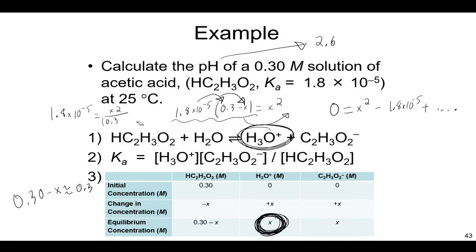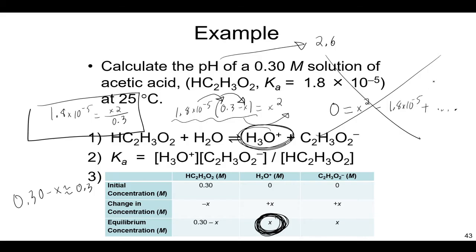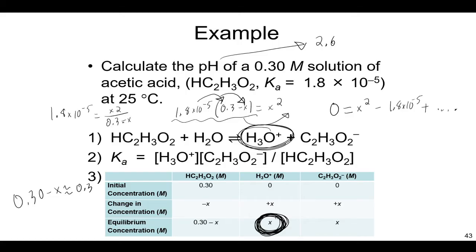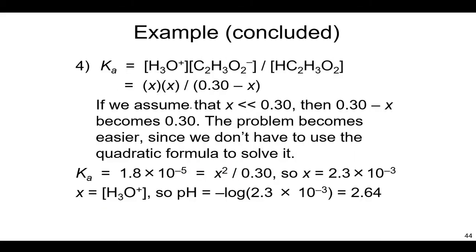And now this equation is much easier to solve. You just multiply both sides by 0.3 and take the square root, and you have your X. You don't have to get the quadratic formula involved at all, and students really like that. Okay, so let's see how that's borne out. If we drop this X here, we're assuming the X is very, very small, which we'll test, but is probably a good assumption for a weak acid. So 0.3 minus X, minus a small number, is just 0.3, and the problem becomes much easier.